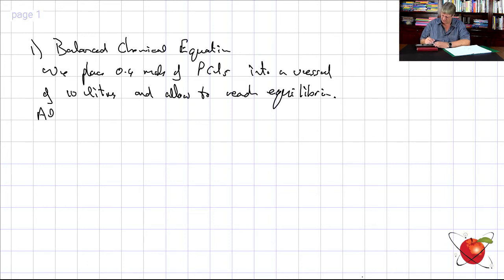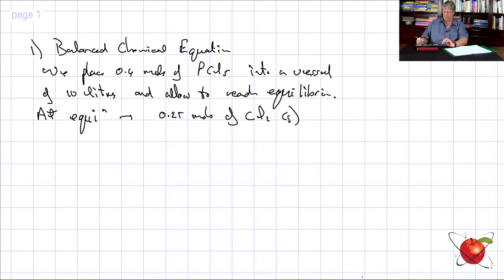At equilibrium, I'm not going to change equilibrium, we find that we have 0.25 moles of Cl2 gas. At the equilibrium, we have 0.25 moles of Cl2 gas. And the question they're asking is calculate the Kc, the equilibrium coefficient.